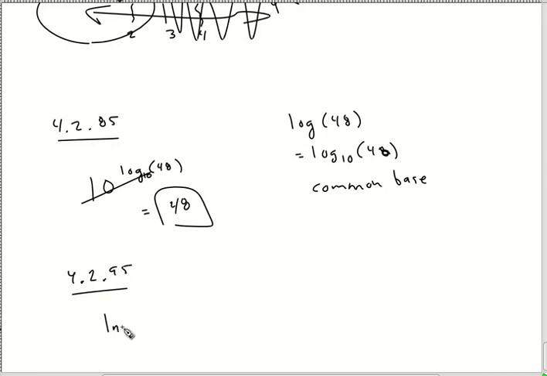So here's another one. It says ln of e to the 5x, and it says simplify. What is this guy equal to? Well, that ln is log base e of e to the 5x. And so the e's are going to cancel, and it leaves a 5x. So e and ln cancel, basically.